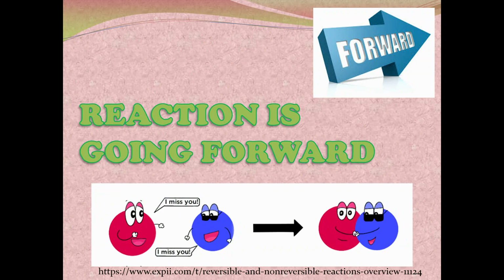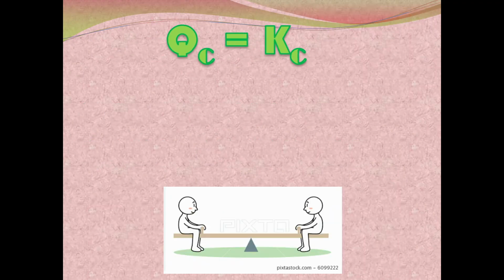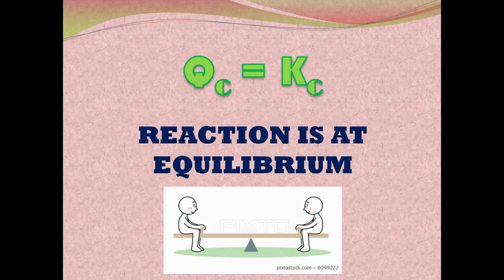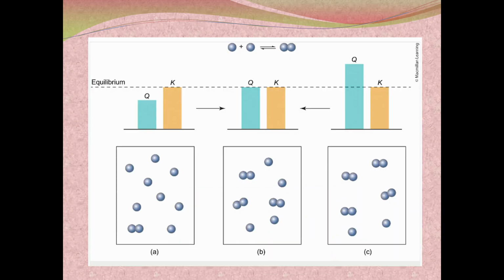So, okay, so by comparing Q to K, we know, are we at equilibrium or not? If Q equals K, we're at equilibrium. We don't need to do anything. But if Q is greater than K, we have too many products, too many things in the numerator, we have to go backwards. If Q is less than K, I have too few things in the numerator, I need to go forward. So the value of Q compared to K tells us, are we at equilibrium? And if we're not, which direction will the reaction go?